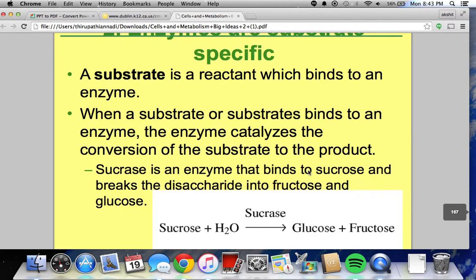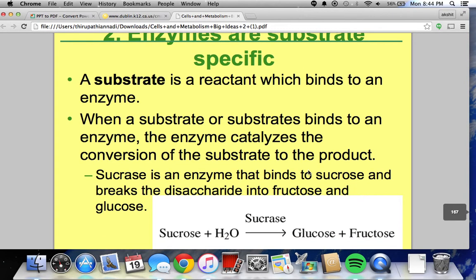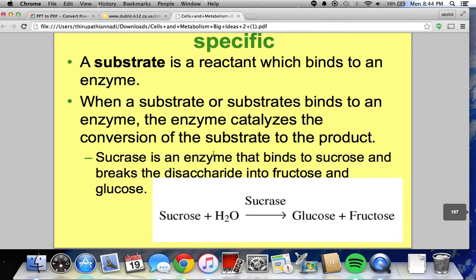And enzymes are substrate specific. That means that they can only do one process. Like they can't do a bunch of things. It's just one enzyme for one substrate. It's like a very good relationship, monogamy.